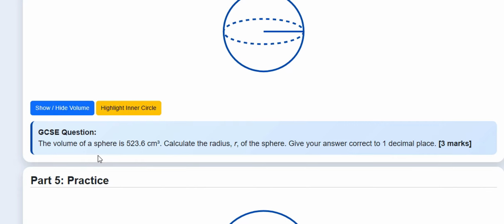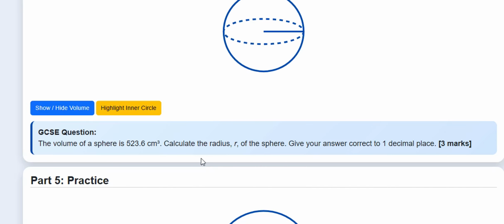It says the volume of a sphere is 523.6 centimeter cubed. Calculate the radius r of the sphere. Give your answer correct to 1 decimal place. That one you need to apply the formula. But now in this case, since you don't have the radius, you have the volume, and you try to interchange the numbers to get r as the subject of the formula, and then you divide to get its value.